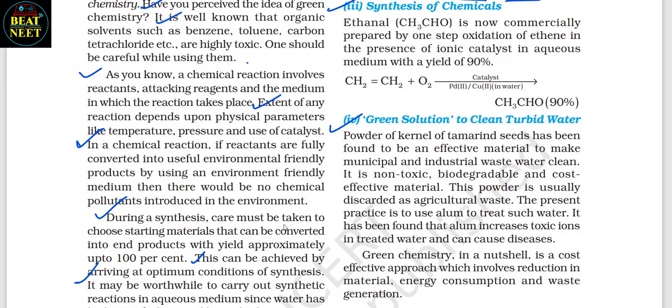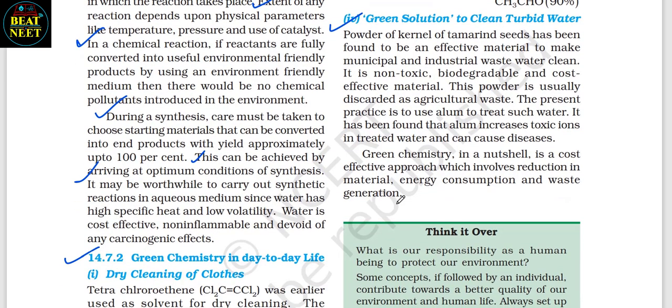Powder of kernel of tamarind seeds has been found to be an effective material to make municipal and industrial wastewater clean. It is non-toxic, biodegradable, and cost-effective material. This powder is usually discarded as agricultural waste. The present practice is to use alum to treat such water. It has been found that alum increases toxic ions in treated water and can cause diseases.